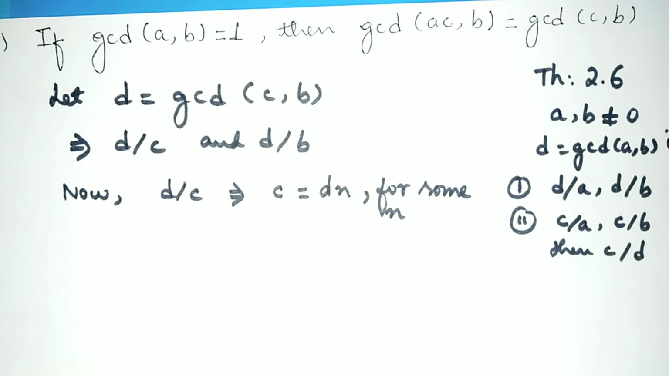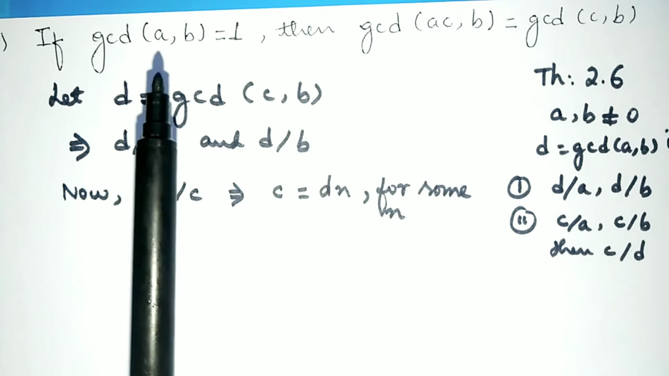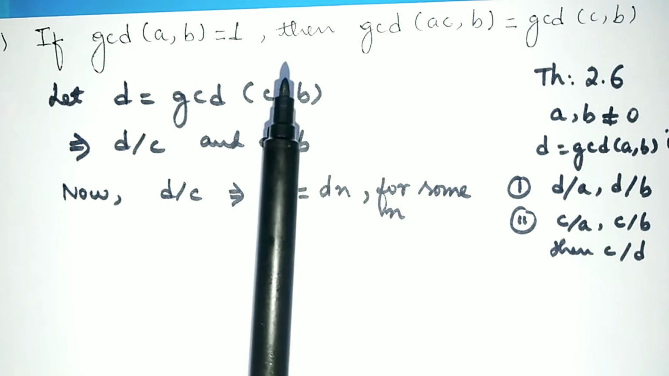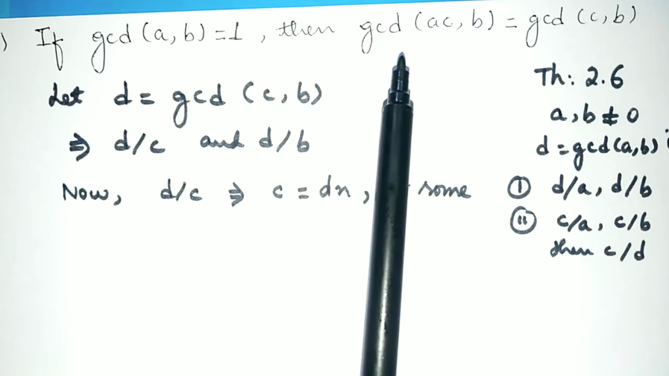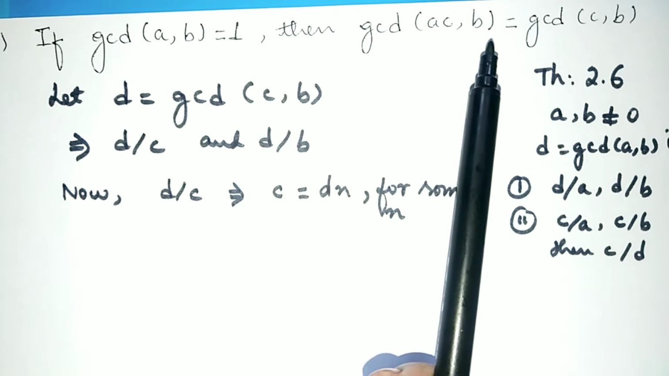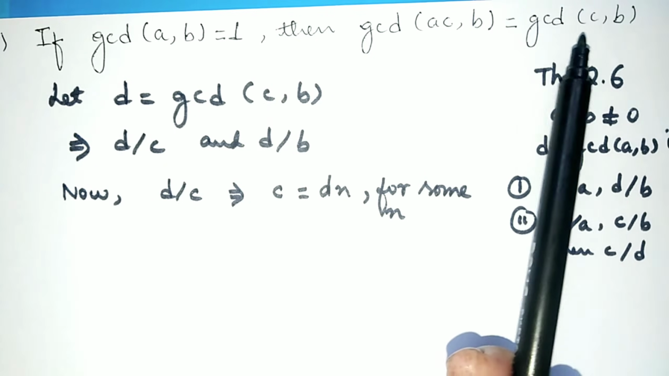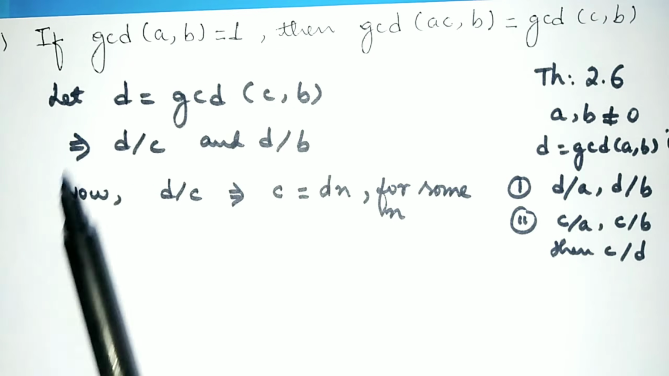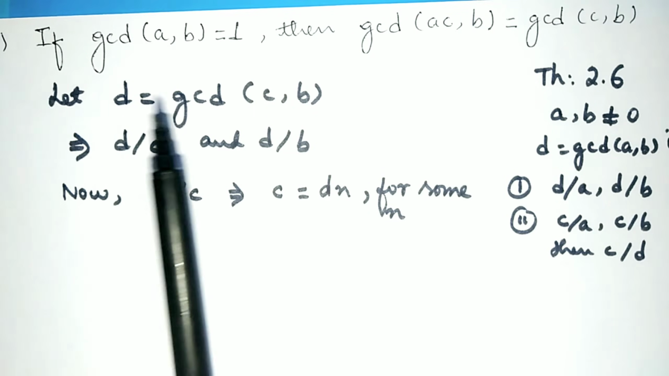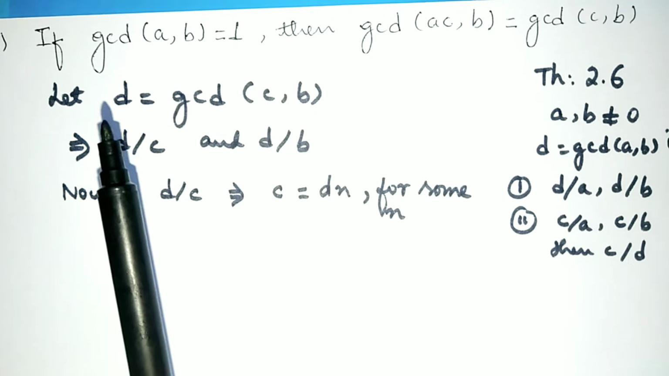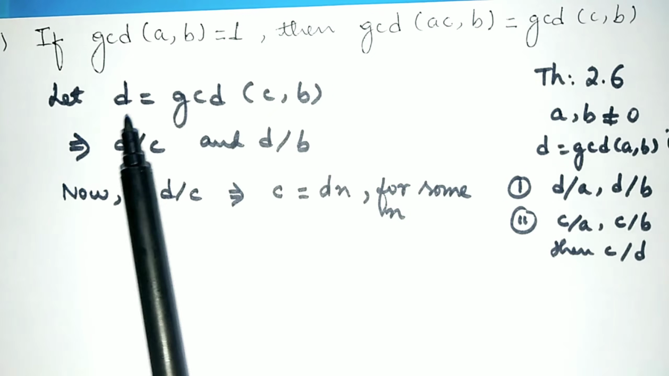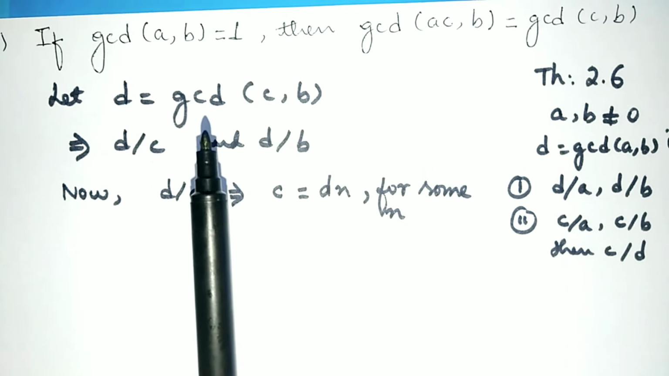In today's video, I'm going to continue solving question number 20C, problems 2.3 from Elementary Number Theory by D.M. Burton. If GCD of A and B is 1, then we have to show that GCD of AC and B is equal to GCD of C and B. We assume that D is the GCD of C and B. So we have to show that D is also the GCD of AC and B.